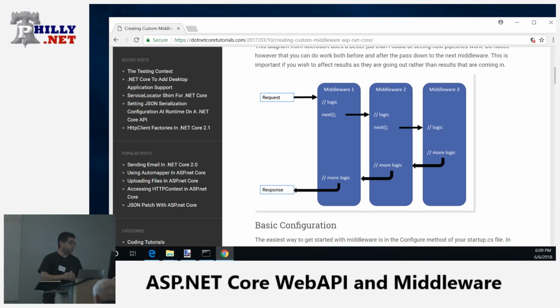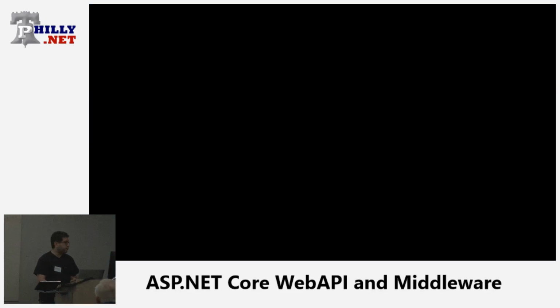Then each piece of middleware passes along control to the next piece of middleware by calling the next function in the pipeline. It doesn't actually have to know what that next function is.